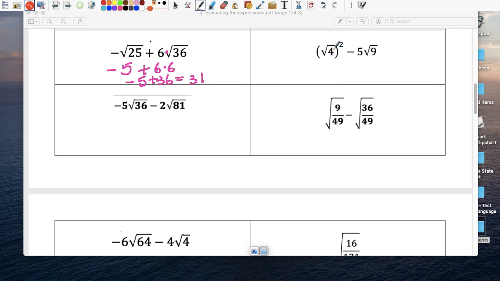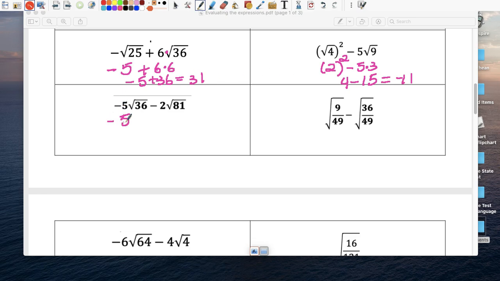Here, square root of 4, let me change the square root of 4 to standard notation. It just becomes a number 2, which we're going to take to the second power. Minus 5 times the square root of 9, which is 3. So now I can do this. 2 to the second power is 4. Minus 5 times 3, which is 15. And 4 minus 15 is negative 11.